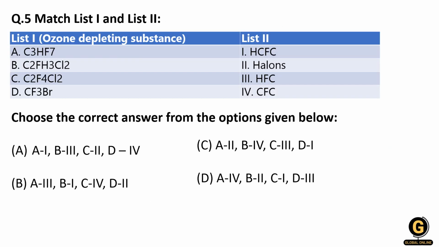So they have given us the ozone depleting substances and their names. So remember, CF3Br is called halon, and that is the only option that we have. So our correct answer will be B. But for remembering, how do you remember this formula? See, CFC is chlorofluorocarbon.